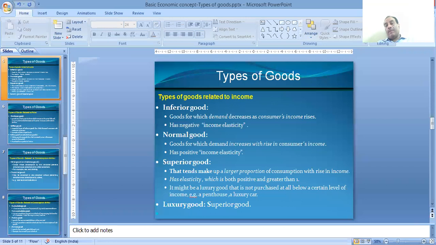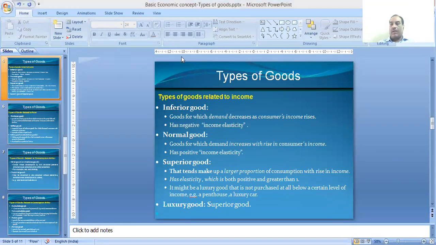Based on the income of the consumer, goods can be classified as inferior goods. Inferior goods are those goods whose demand decreases as consumers' income increases. When there is an increase in the income of a consumer, it is natural that he starts substituting products of inferior quality with superior quality products or goods. So inferior goods are those for which demand decreases when there is a rise in consumer income, and therefore they have a negative income elasticity.